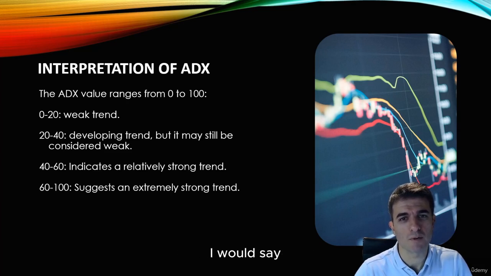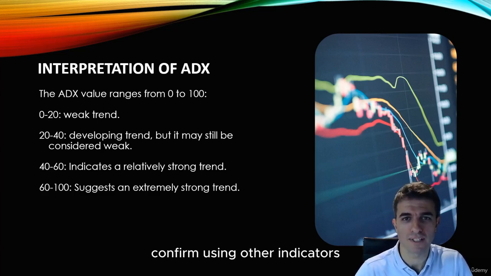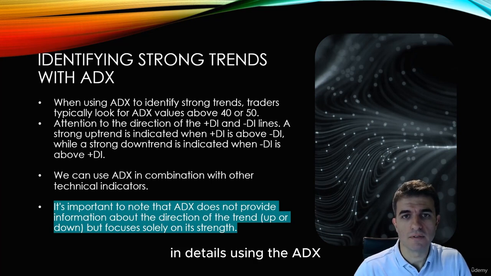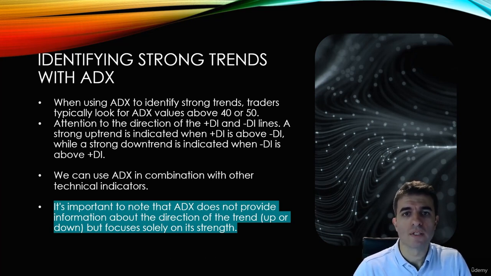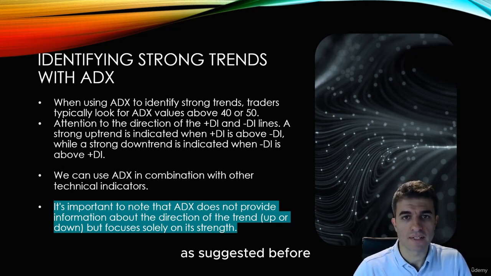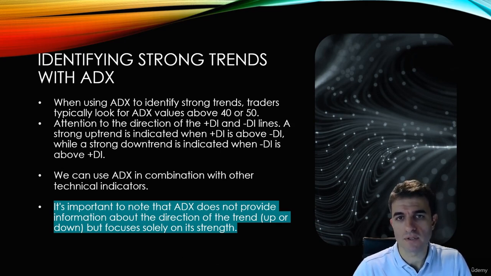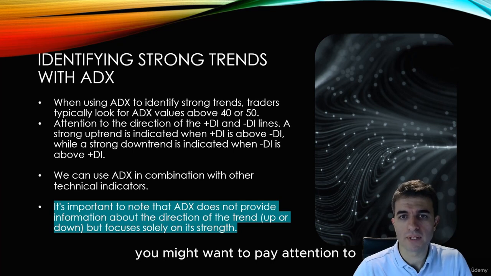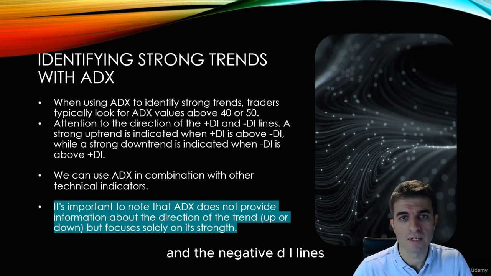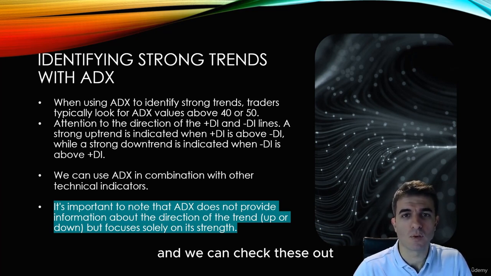So the optimal values, I would say, are between 40 and 60 for the ADX as a confirmation of the current ongoing trend that you can also confirm using other indicators. You can, of course, dive deeper into the details of using the ADX the correct way. So we can typically look for values between 40 and 50 as suggested before, and this also suggests a strong and sustained trend. Additionally, you might want to pay attention to the direction of the positive DI and the negative DI lines, because these can be plotted as lines and we can check them out.